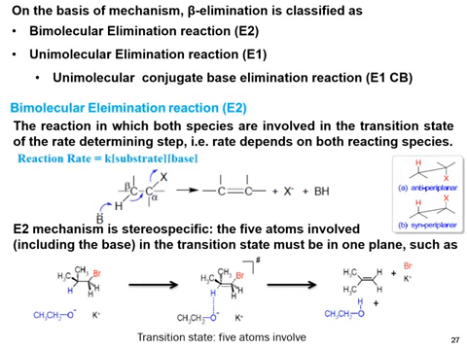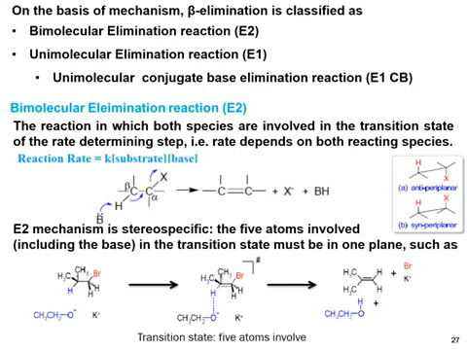This is the rate kinetic equation. So this is the general example. You can see the base subtracts the proton, and the bond pair moves toward the carbon-carbon single bond, and then the leaving group leaves through the formation of the olefin double bond.